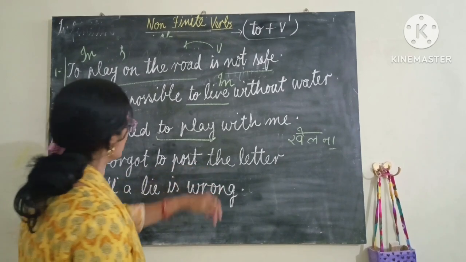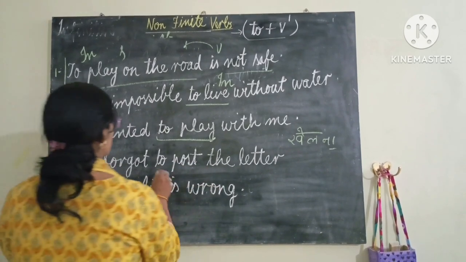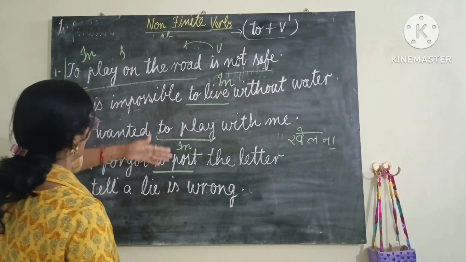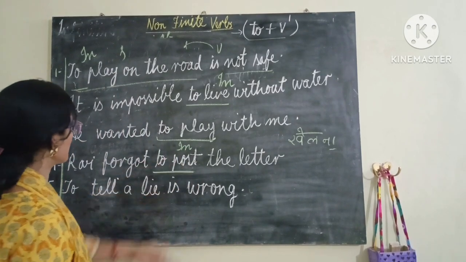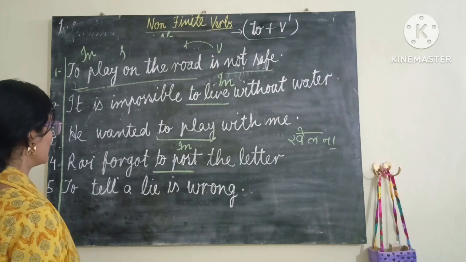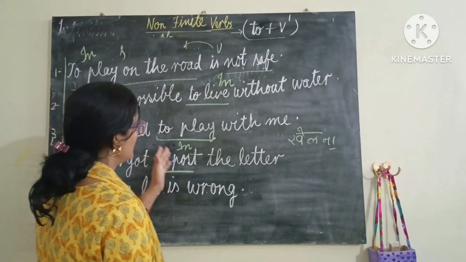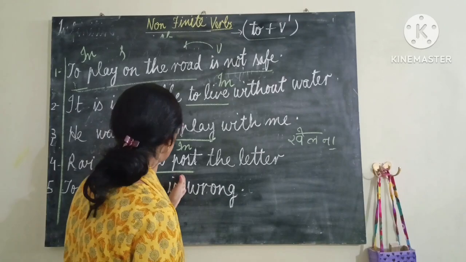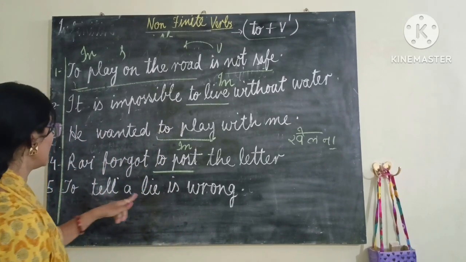Ravi forgot to post the letter. Ravi forgot to post: to plus V1. This is infinitive. And all infinitives are non-finite verbs only. So, to post the letter: you can translate in Hindi. To post the letter means लेटर को पोस्ट करना. Here also करना. The word is ending with करना. Post करना भूल गया.